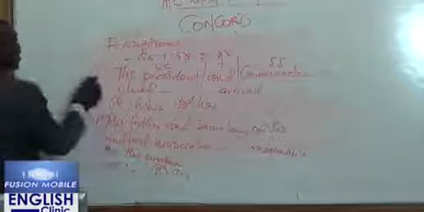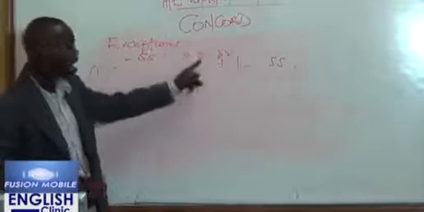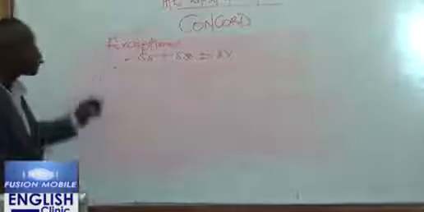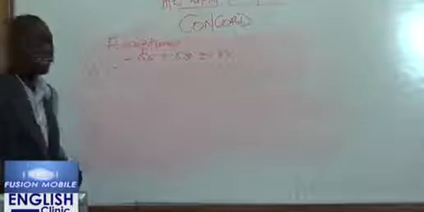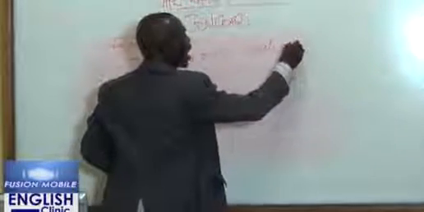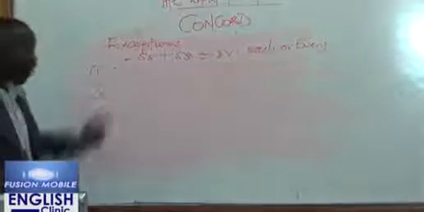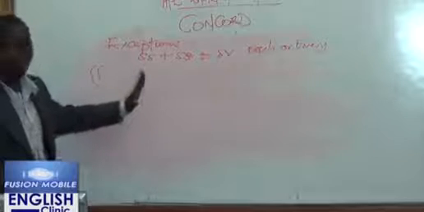Now let's look at the second exception. Now the second exception says something like this, very, very interesting. When the two singular subjects connected by "and" are qualified by the word "each" or "every", a singular verb will be required.